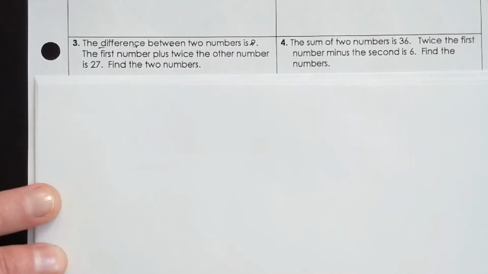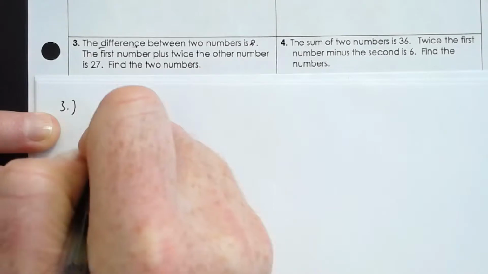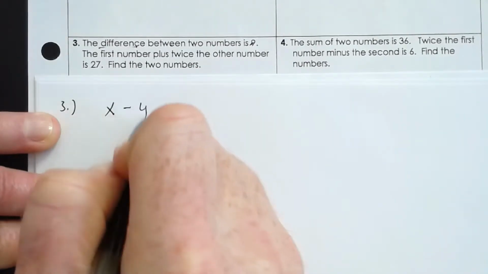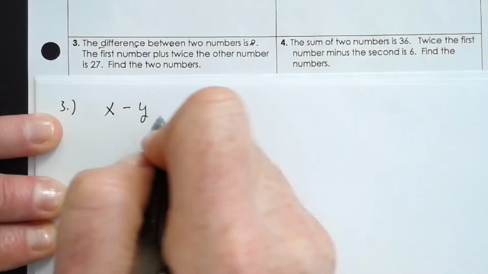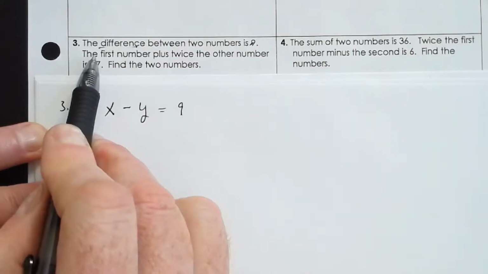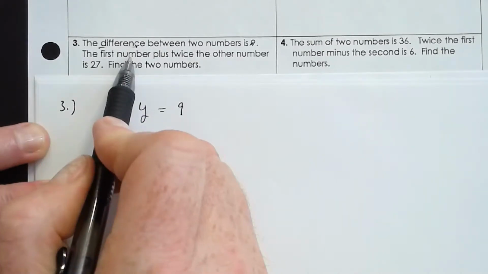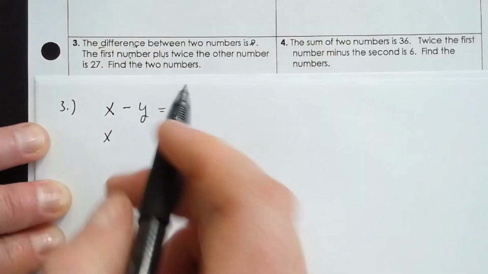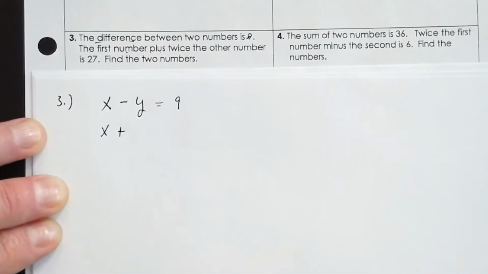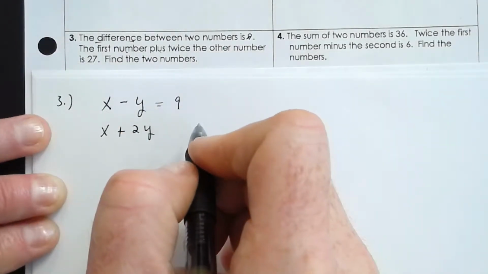The difference between two numbers, we're going to let the first number be x. So the difference between two numbers, x and y, the subtraction, is 9. The first number, so x, plus, so that's the sum, so it's the first number plus twice the other number. So what are we going to have? Well, we already have x. 2y is equal to what? Is 27.